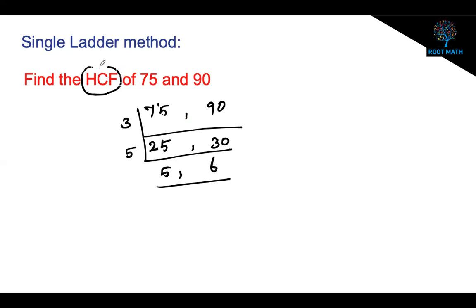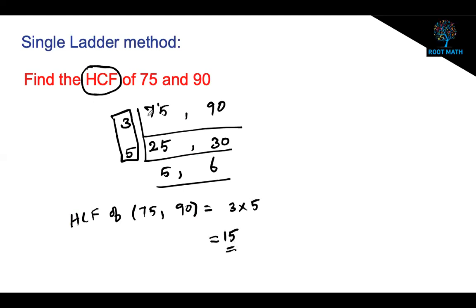To find the HCF using the single ladder method, you divide till you reach the end. Where you don't have a common factor for both the numbers, you stop there. At that time, the divisors you have, the product of those numbers is known as the HCF. So HCF of 75 and 90 is 3 times 5, which is equal to 15. Okay. So what we are doing is dividing the given numbers using their common factors, and where they don't have a common factor, we stop the division and multiply the divisor numbers, and that is the HCF.